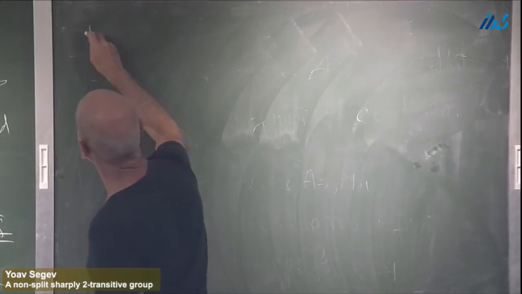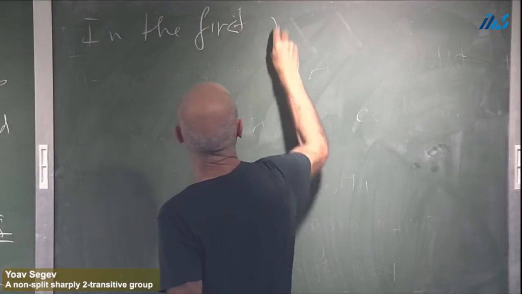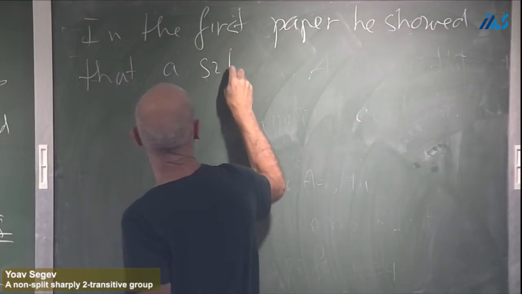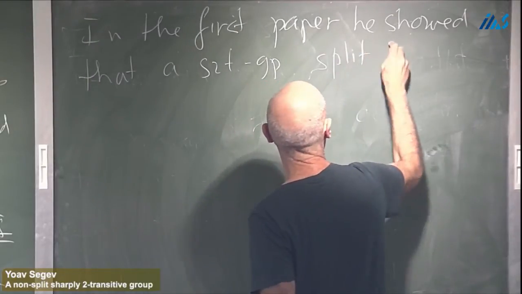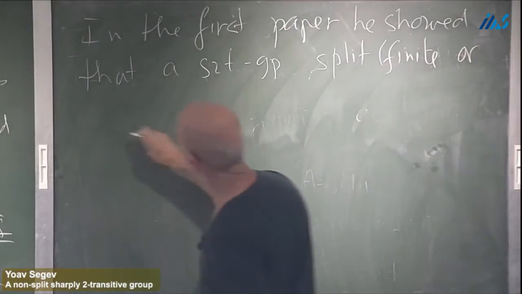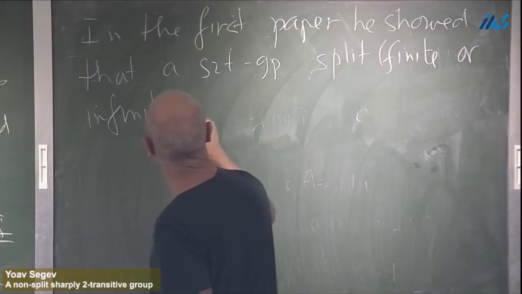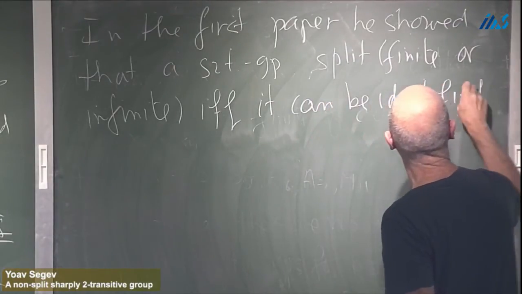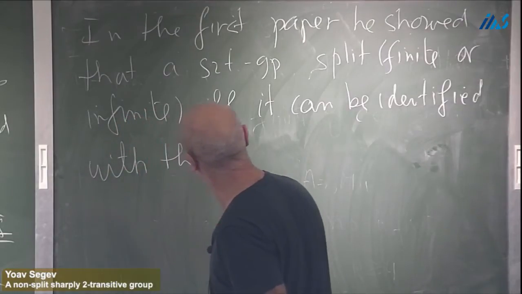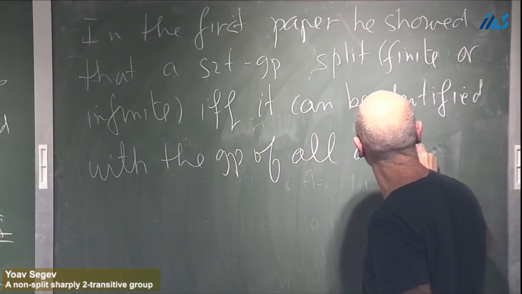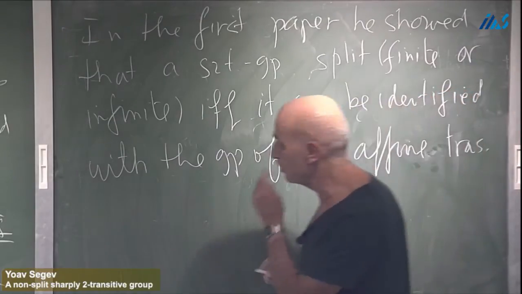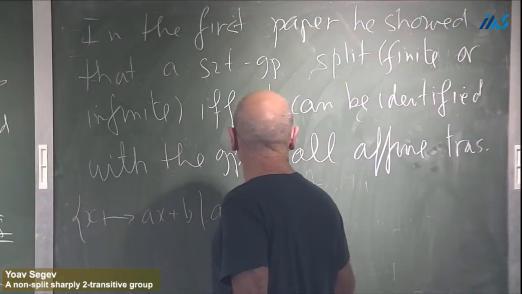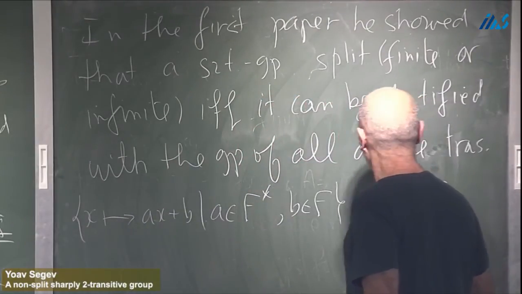Okay, so in his first paper, he showed that a sharply 2 transitive group, finite or infinite, splits if and only if it can be identified with the group of all affine transformations X goes to AX plus B, where A is in F star, B is in F, and where F is what is called a near field.